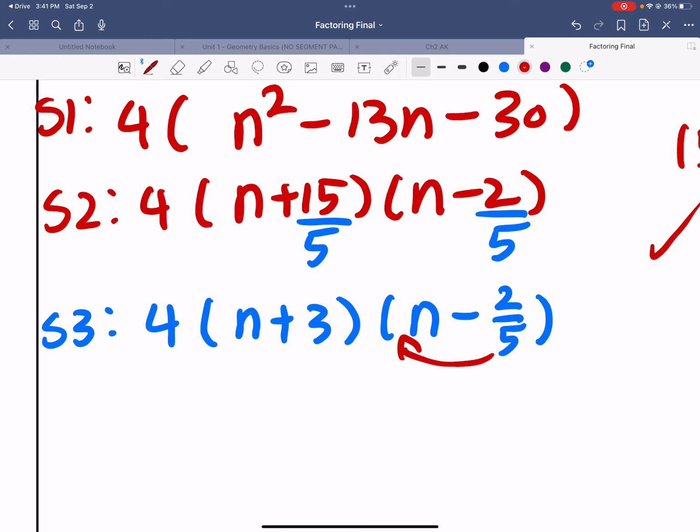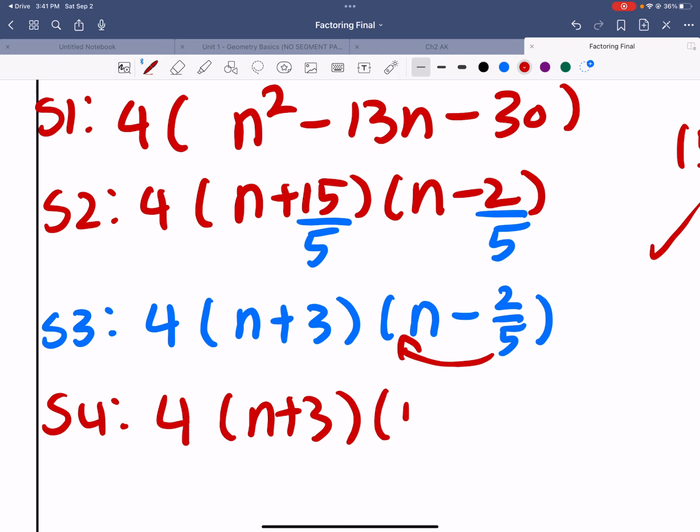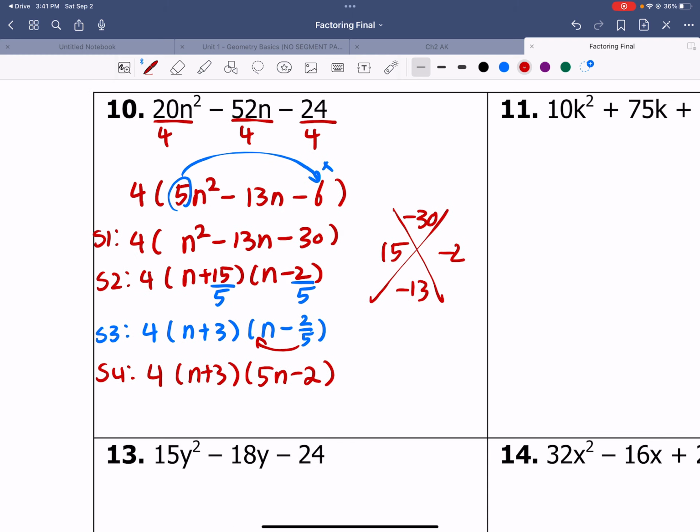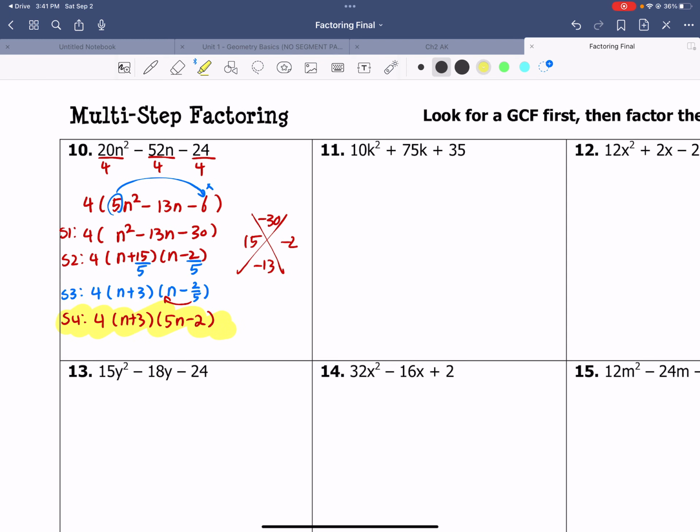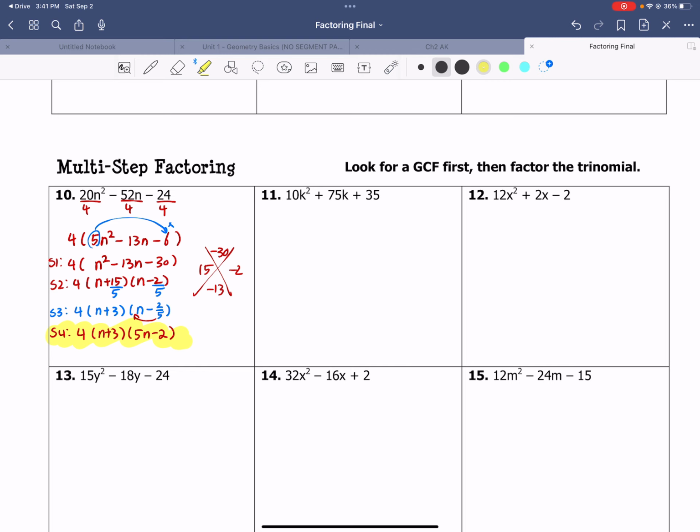And now let's do step number 4. So you have 4 times n plus 3, and this is going to be 5n minus 2. All right, that's about it. Now, if you have any questions, just let me know. Now, let me do some questions that can be fun. So let me go over 11, in fact.